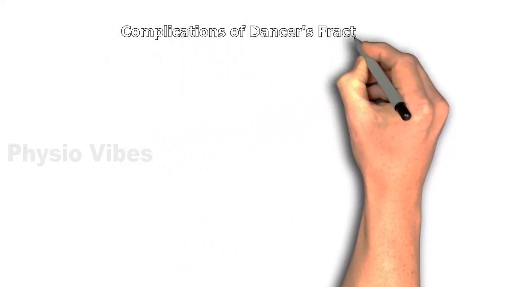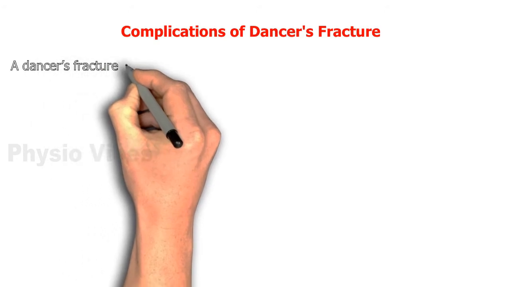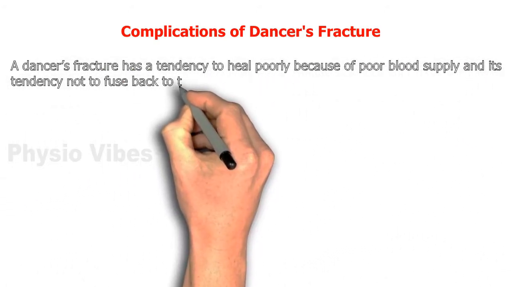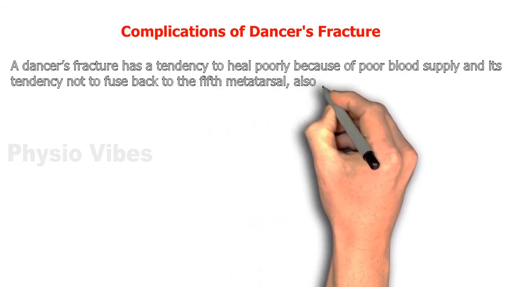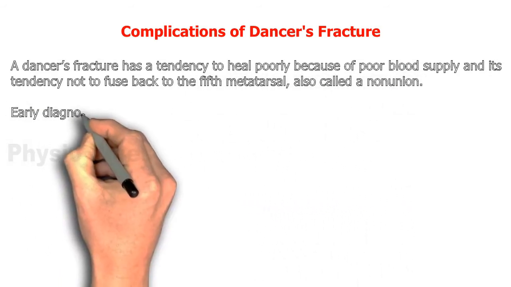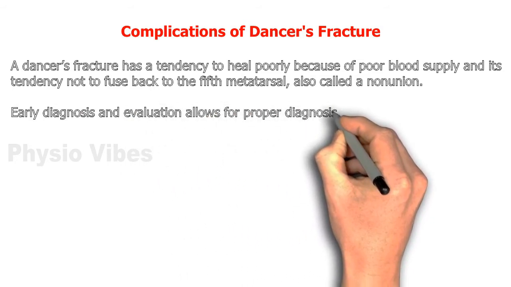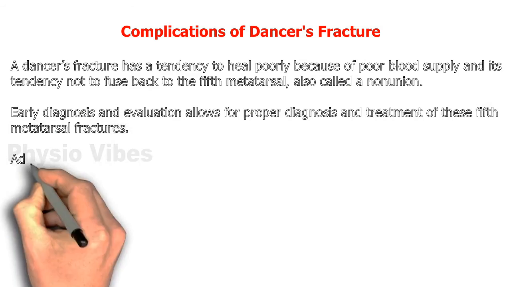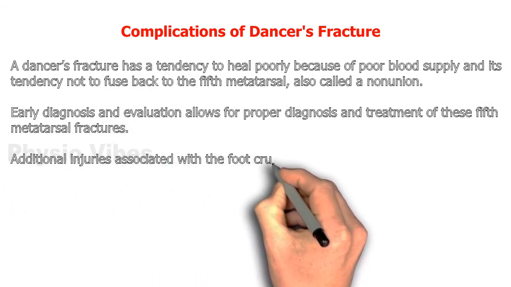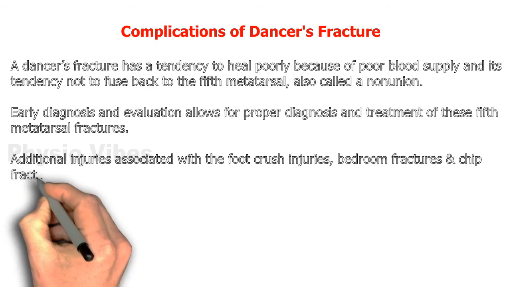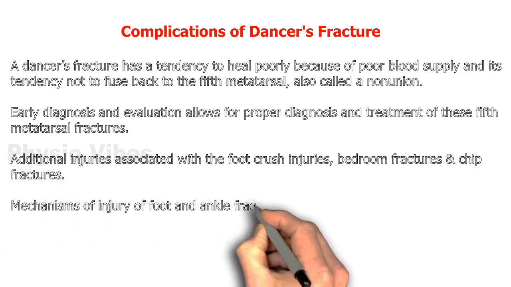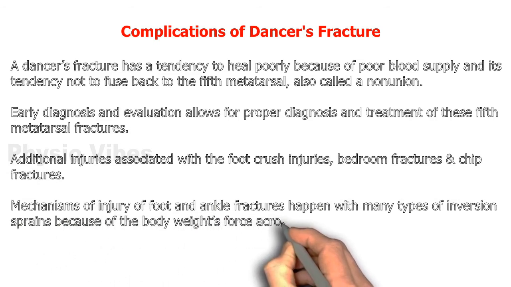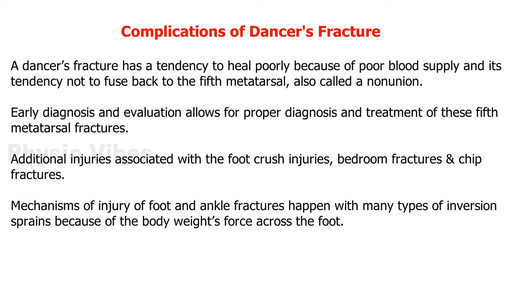Complications of dancer's fracture. A dancer's fracture has a tendency to heal poorly because of poor blood supply and its tendency not to fuse back to the fifth metatarsal, also called a non-union. Early diagnosis and evaluation allows for proper diagnosis and treatment of these fifth metatarsal fractures. Additional injuries associated with the foot include crush injuries, bedroom fractures, and chip fractures. Foot and ankle fractures happen with many types of inversion sprains because of the body weight's force across the foot.